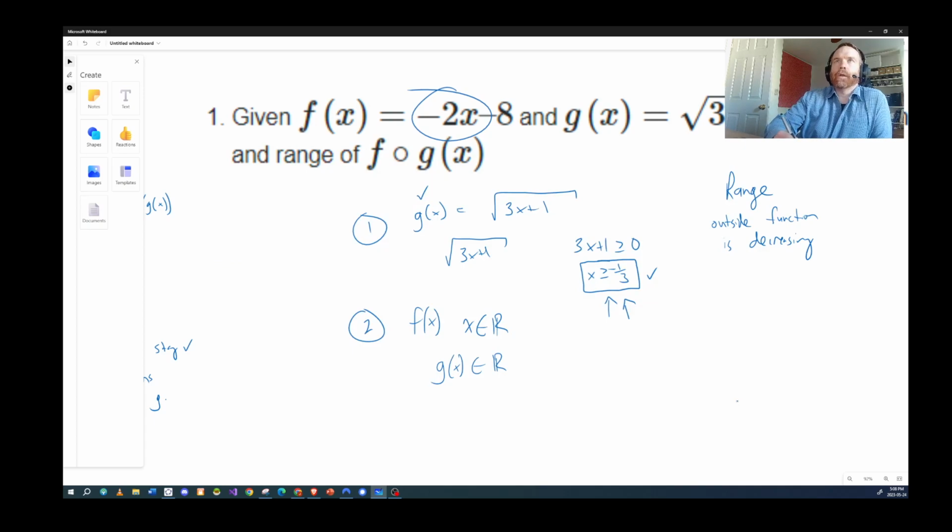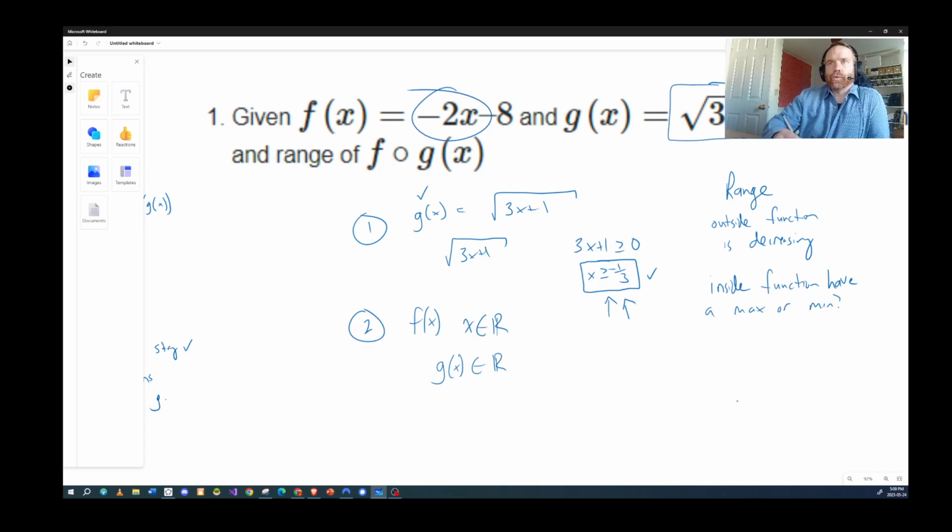Now, our inside function has a max or a min value. Okay, so this is what I want to analyze. So the inside function, does the inside function have a max or min?